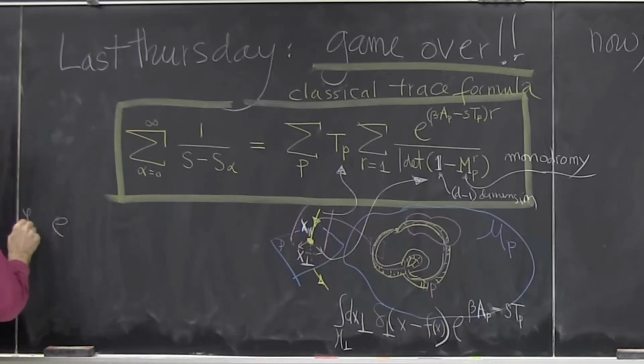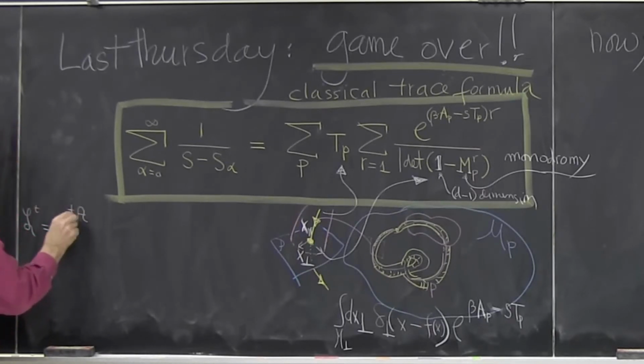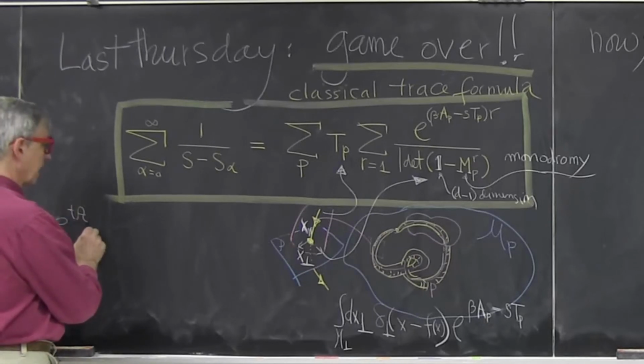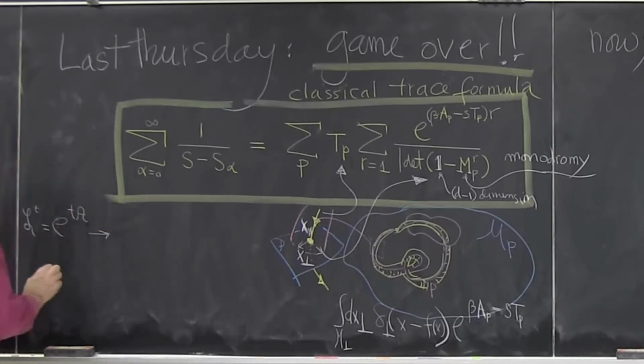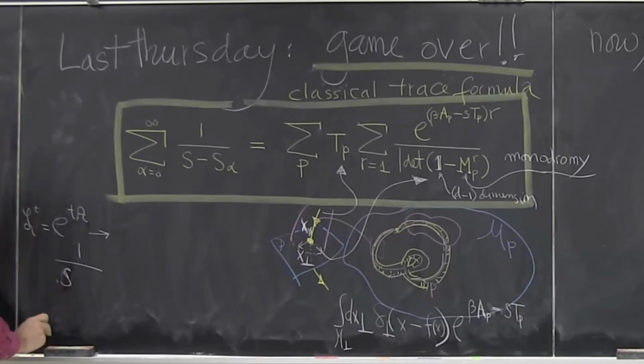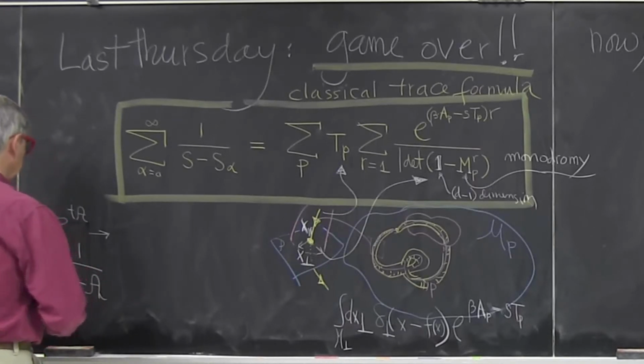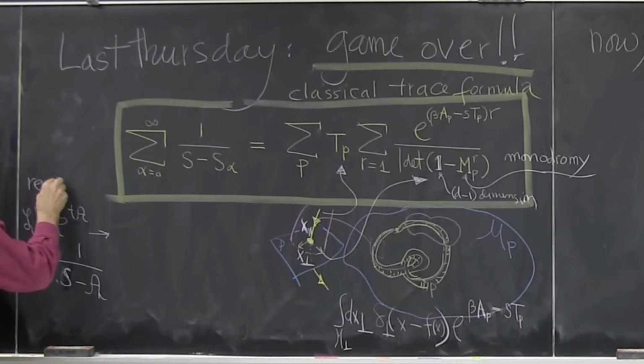We wrote the evolution operator at time t as the evolution operator for infinitesimal time integrated. So you can think in quantum mechanics, this is like the Hamiltonian. It's not quite right. And then the Laplace transform of this gave us 1 over s minus the operator, where s is the Laplace transform variable. It's dual to time, just like energy is dual to time. So the Laplace transform gave us a resolvent.